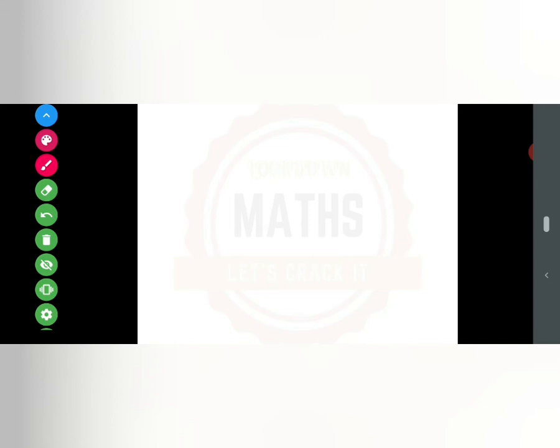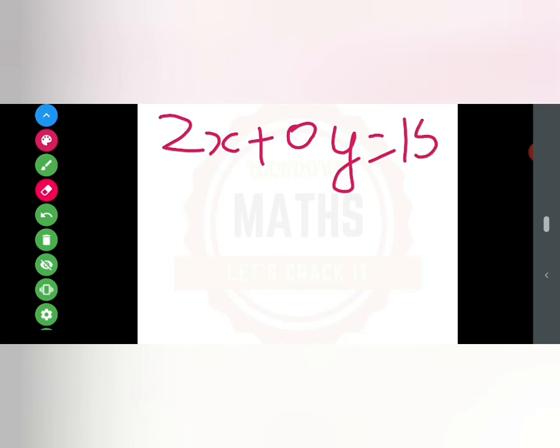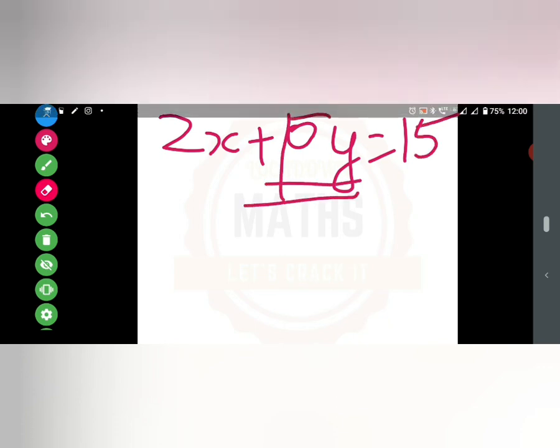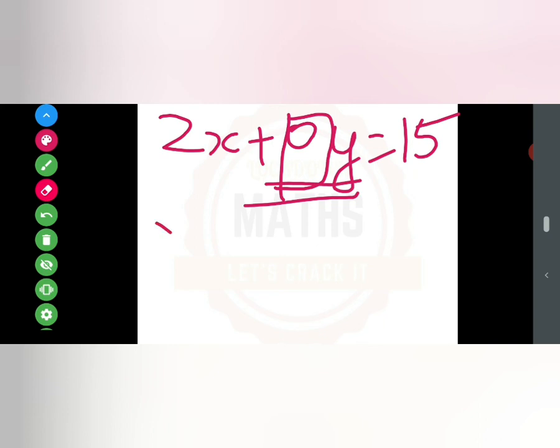Let's take one more example. So 2x plus 0y equal to 15. Here also at a glance I can say that the coefficient of y is 0, so it isn't a linear equation. It makes identification of linear equations so easy, isn't it?